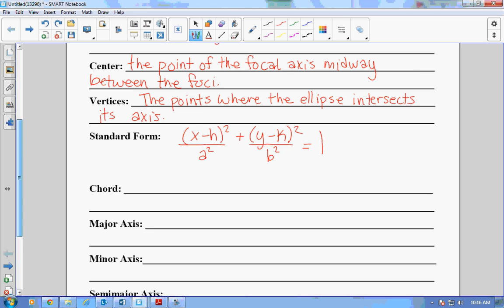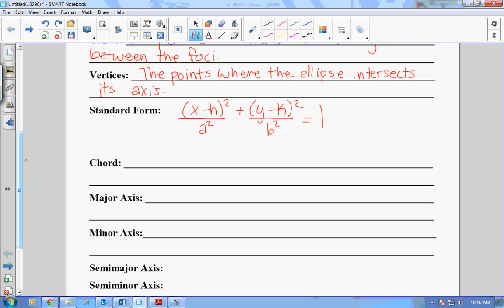Okay, chord. A chord is the line segment with endpoints on the ellipse. The ellipse, by the way, has two L's. Make sure you're spelling it right. E-L-L-I.